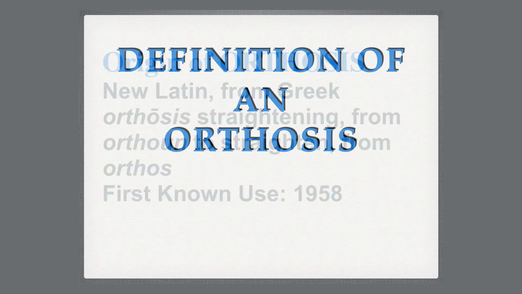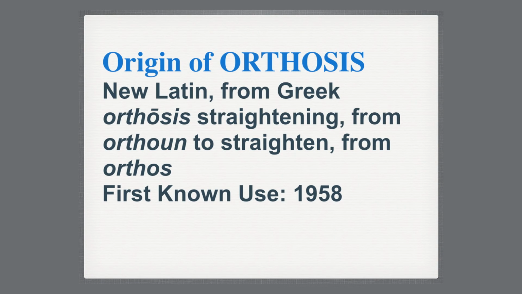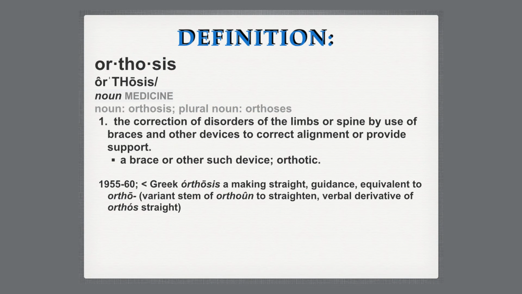The origin of orthosis is actually New Latin, from Greek. Orthosis means straightening, and it came from the word orthoun, O-R-T-H-O-U-N, which means to straighten. The first known use was in 1958. So we know that orthosis by definition means to straighten. Orthosis is a noun on the medicine side. The first main definition is correction of disorders of the limbs or the spine by use of braces or other devices to correct alignment and provide support. So a brace or other such device is an orthosis. In one dictionary, the word came between 1955 and 1960, and another classification said 1958 was the first known use of the word orthosis.